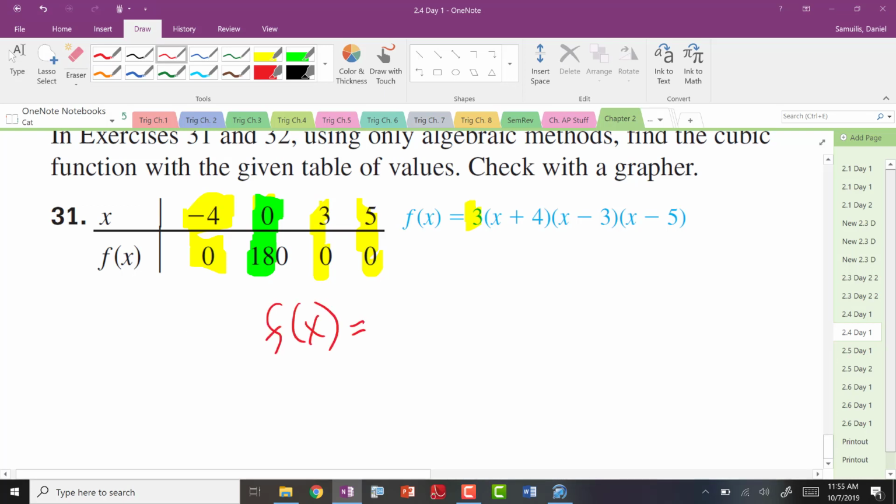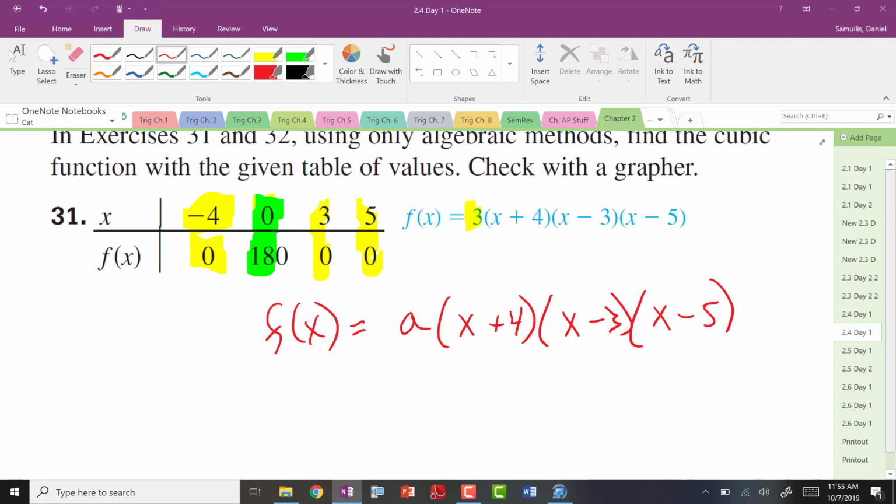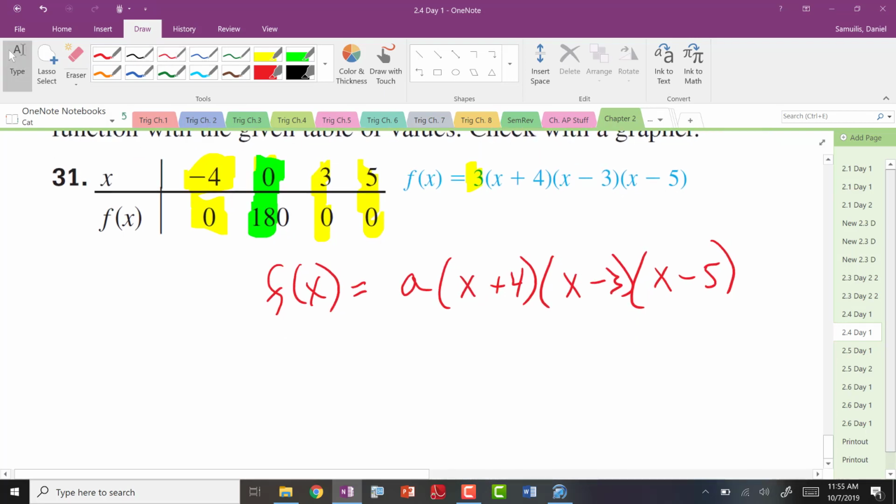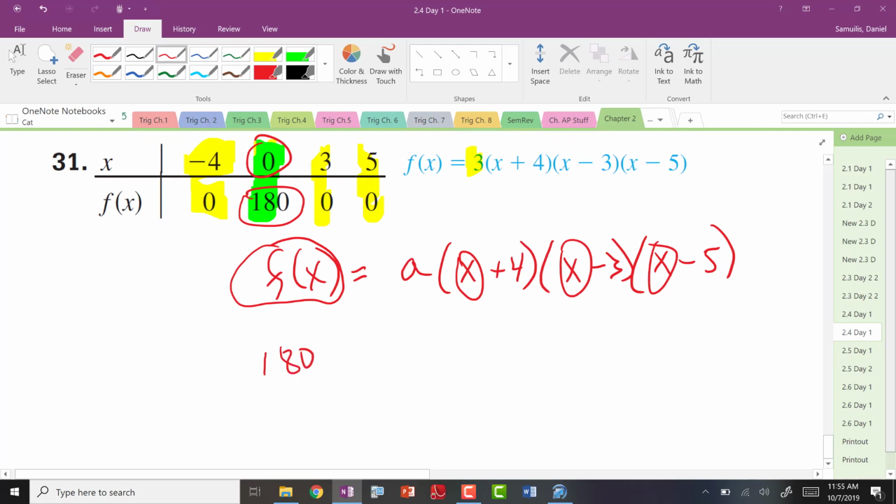F of x equals, well, I don't know what a is, but I know negative 4 gives me x plus 4 as a factor. 3 gives me x minus 3 as a factor. 5 gives me x minus 5 as a factor. And then where am I going to plug in 0? You're going to plug in 0 for the x's. And where am I going to plug in 180? For the y, or f of x. And then you're just going to be a simple solver for a.